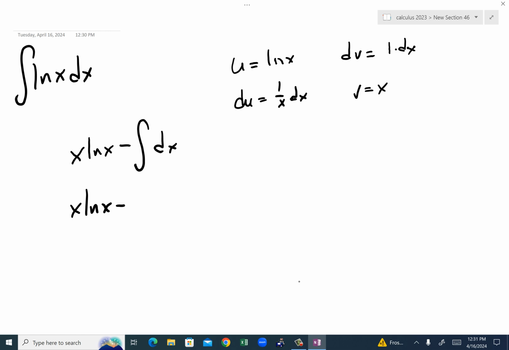What is the function in front of the dx right now? 1. What's the antiderivative of 1? 1 would be x.